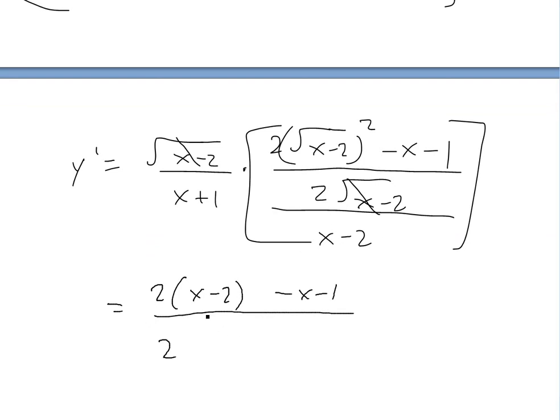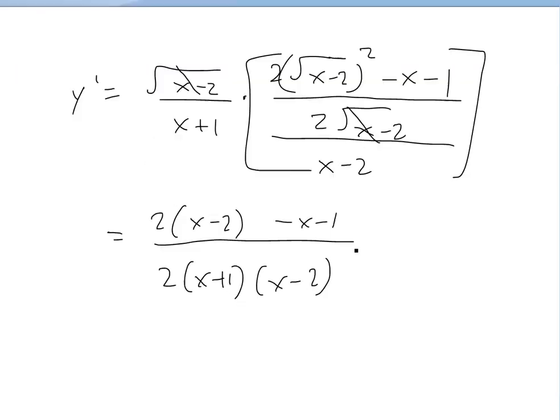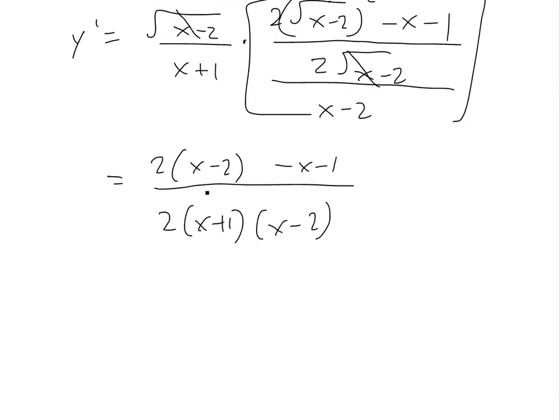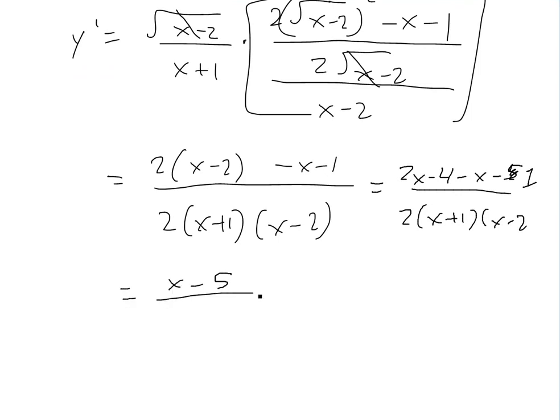So there's going to be the 2 there. We'll have this x plus 1, and we'll have this x minus 2 right there. So then it simplifies further, this would be 2x minus 4. So we'll have 2x minus 4 minus x minus 1, all divided by 2 times x plus 1 times x minus 2. I mean, this is a 1 right here, not a 5. So minus that, we'll finally get x minus 5 over 2 times x plus 1 times x minus 2.